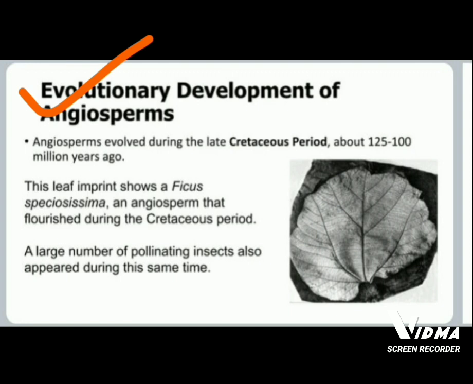The evolutionary development of angiosperm, that is, how they developed. The angiosperms evolved during the Cretaceous period, about 125 to 100 million years ago. The leaf imprint shows a ficus species, an angiosperm that flourished during the Cretaceous period. So this is the angiosperm evolutionary development. A large number of pollinating insects also appeared during this same period. So we can say that in the Cretaceous period the angiosperms developed.